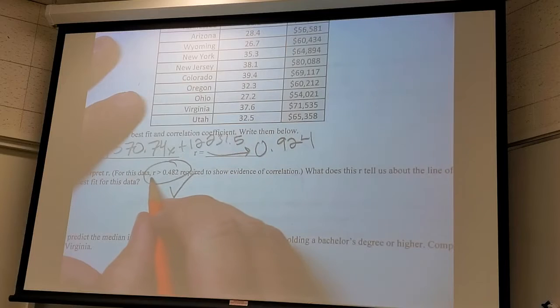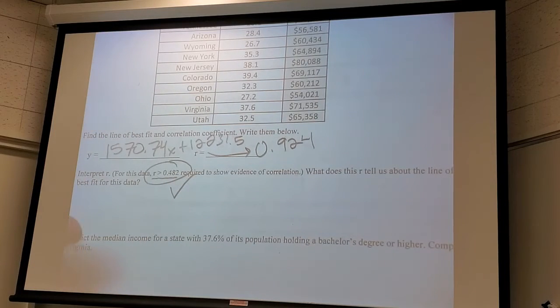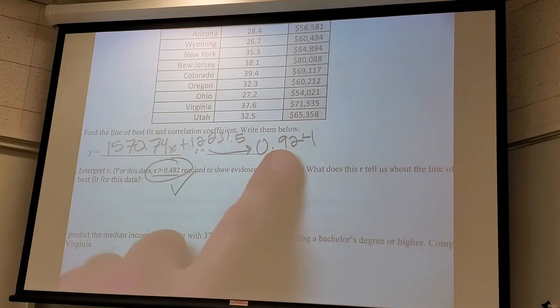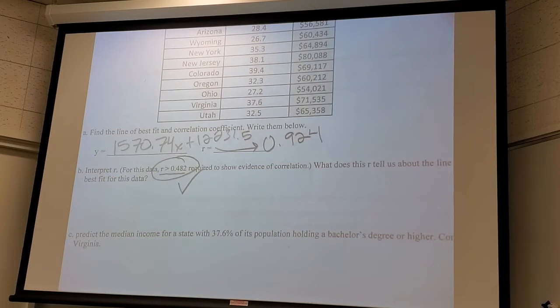So this is exactly what I told you I would do. I'm going to tell you what R has to be for enough evidence that there is correlation. So obviously we kick this thing's ass right there, right? We're way the hell past that. But interpret R means, is it weak negative? Is it strong positive? Is it whatever? So what does this tell me about the correlation?